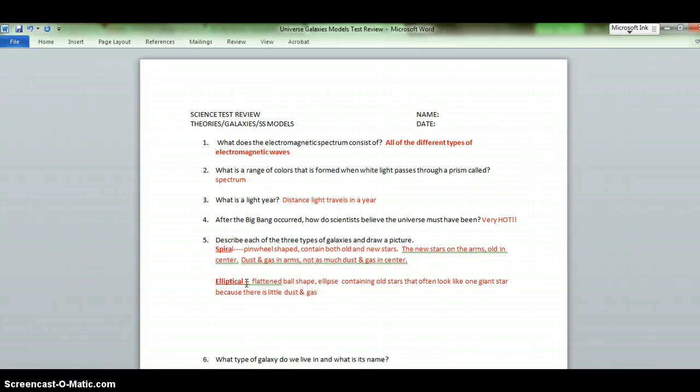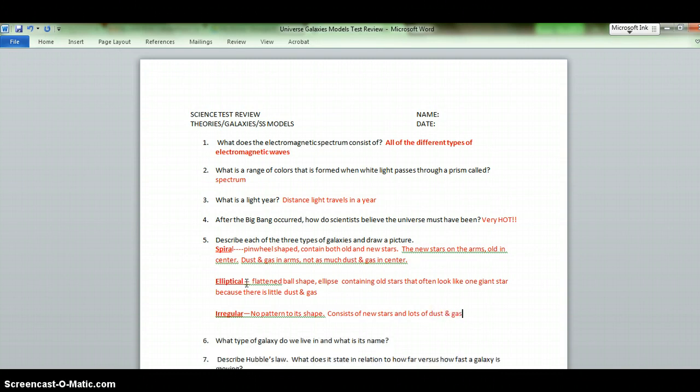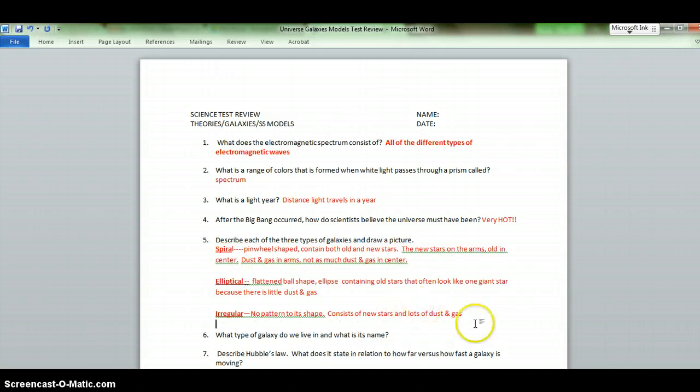And then the last type of galaxy is an irregular galaxy. And that has no pattern to its shape. It consists of new stars and lots of dust and gas. Okay, what type of galaxy do we live in? I've already kind of hit on that. We are a spiral galaxy. Name the Milky Way.